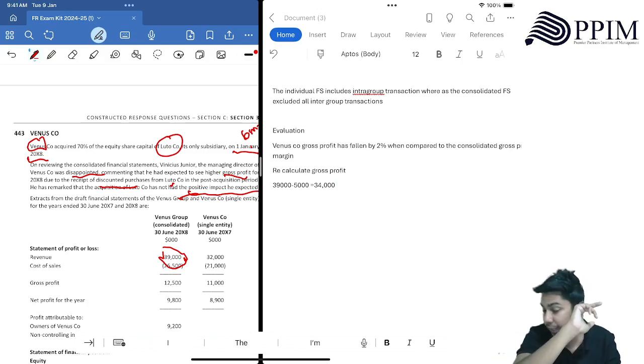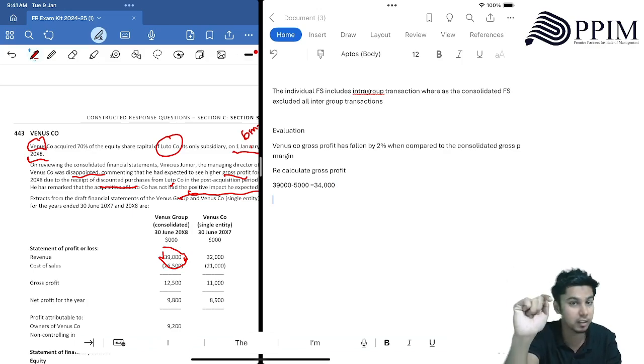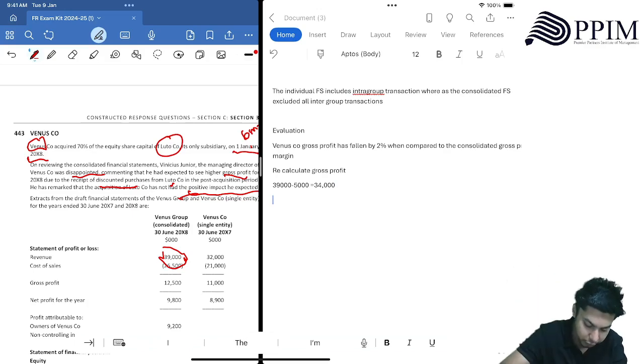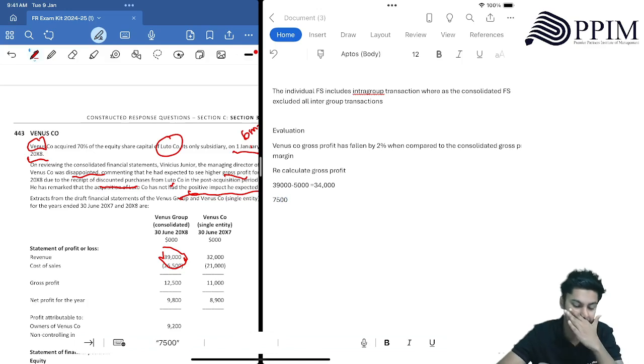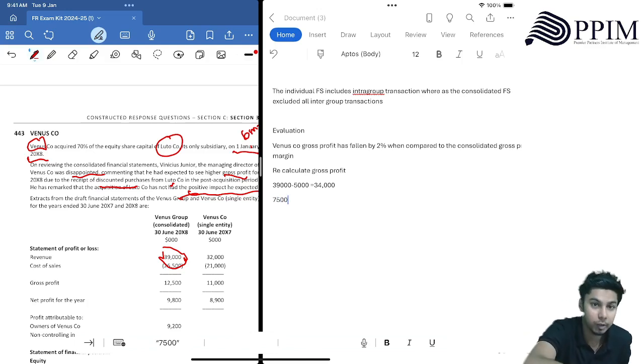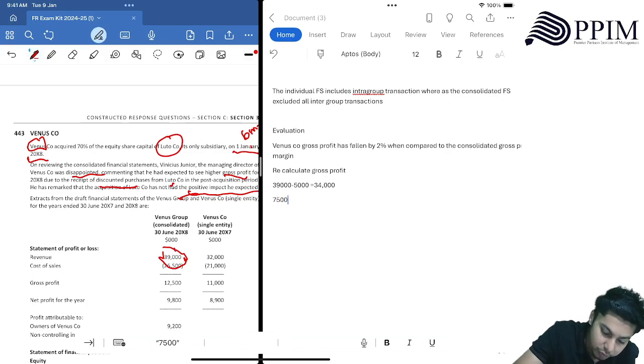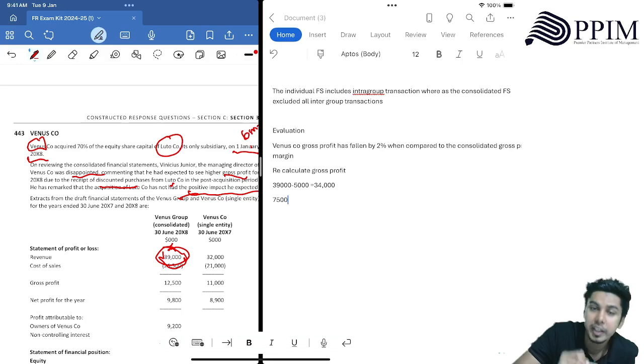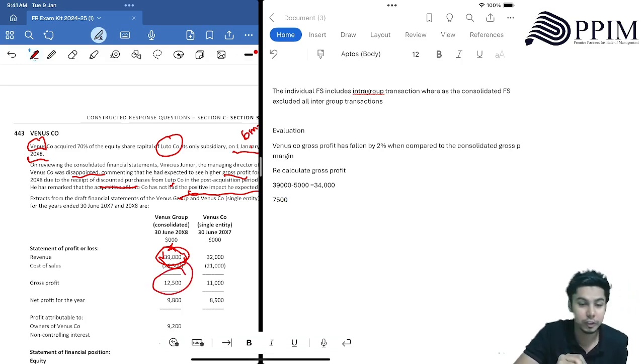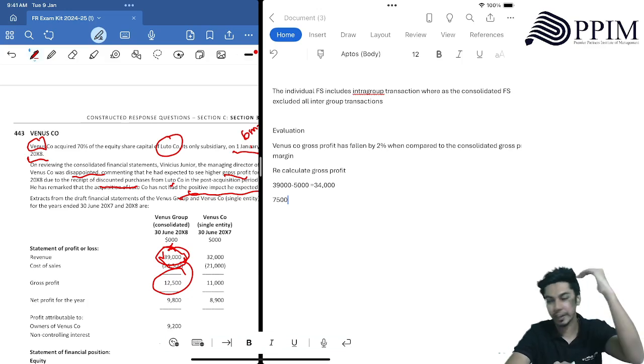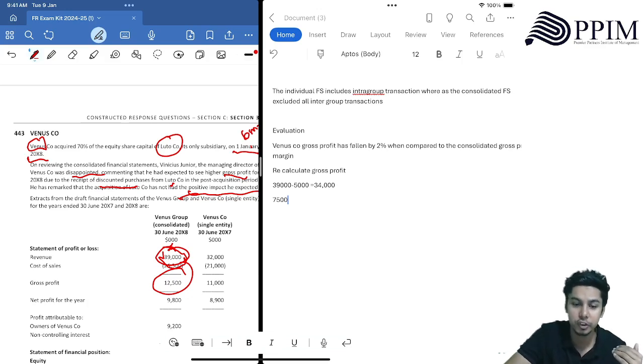Guys, how do we calculate gross profit margin? First take gross profit. Gross profit should be 7,500. Is that clear? Understand, when you remove the revenue by 5 million, what's going to happen to the gross profit? Gross profit should also fall. That also should fall down by 5 million. You understand guys? Simple accounting. When revenue goes down, gross profit also should go down.